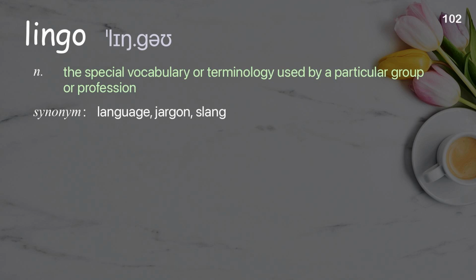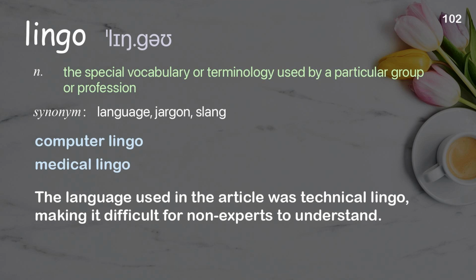Lingo. The special vocabulary or terminology used by a particular group or profession. Examples: computer lingo. Medical lingo. The language used in the article was technical lingo, making it difficult for non-experts to understand.